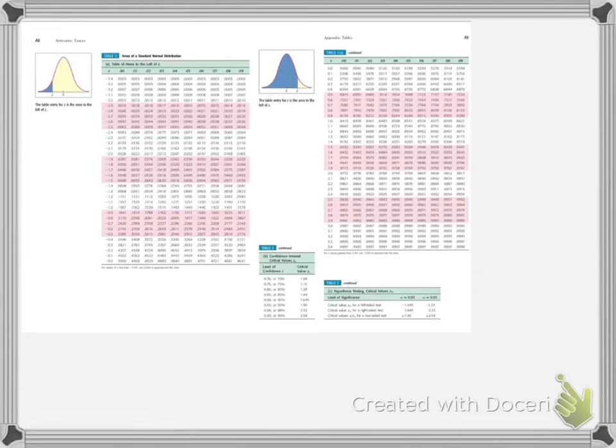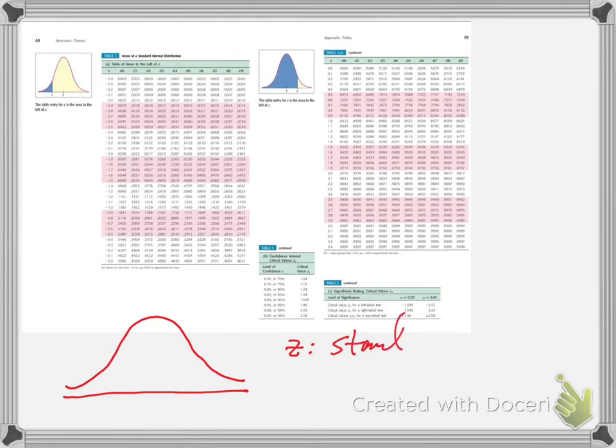Okay, so let's talk about table 3. Table 3 is about the standard normal Z. Standard normal means mu is 0 and sigma is 1. Mu is important: mu is 0 means the middle of this curve is 0. You can also see on table 3 that they label the middle of the picture on the x-axis 0.